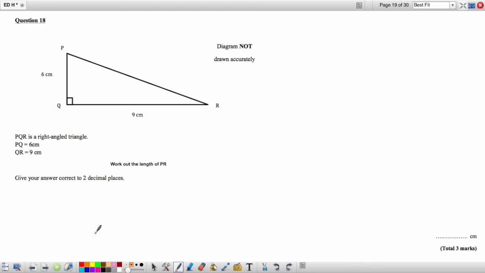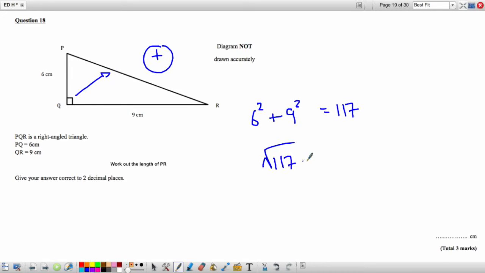Question 18. Work out the length of PR. Here we have a right angle triangle. The length PR is found using Pythagoras with addition. So we will take our sides, 6 squared and 9 squared. The two sides added together gives us 117. Square rooting 117 will give us 10.81665383. Correct to 2 decimal places, we're looking here at the 6. This means it's a large number, therefore we round up to 10.82.